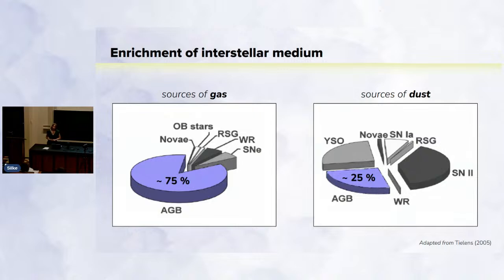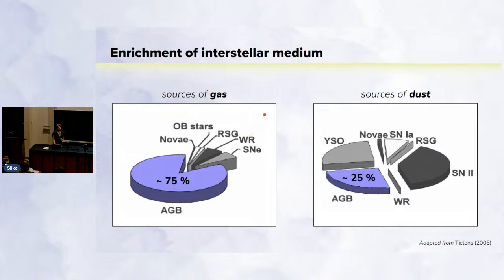Now, the interstellar medium is basically all the material that we find in between stars. So there's not only material inside the stars, but also in between stars we find material. This can consist of gas or dust. And as you can see here in these graphs, AGB stars are a big contribution, especially to the gas.